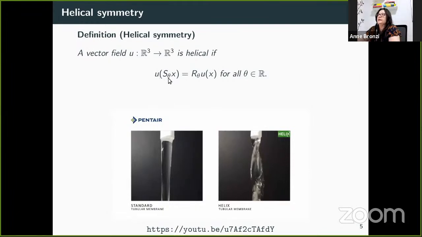So a vector field U is helical if it satisfies this condition. If we have a velocity at a point X, then if you go around these helices, the velocity will be just a rotation of U of X.